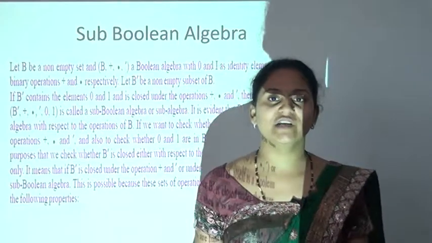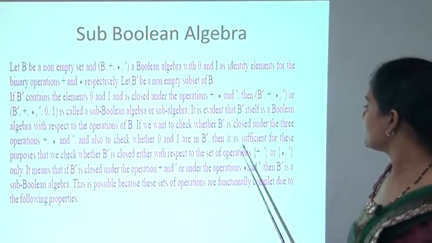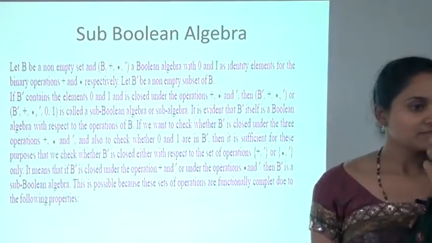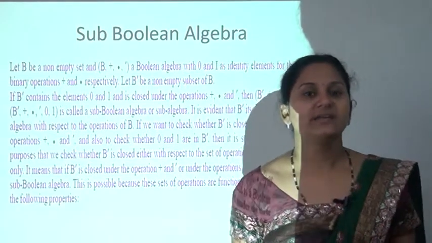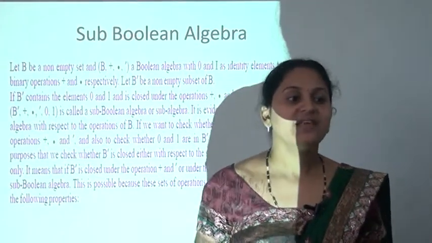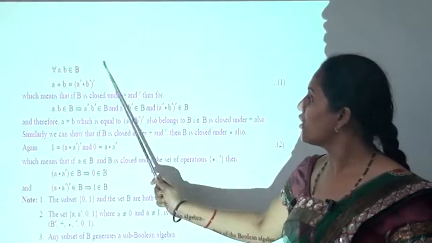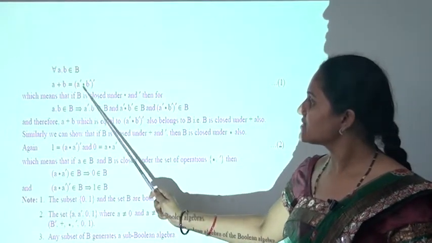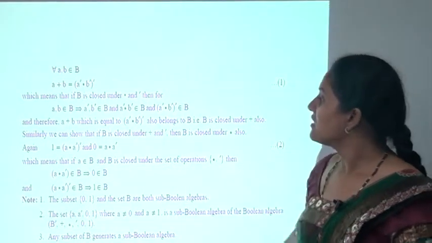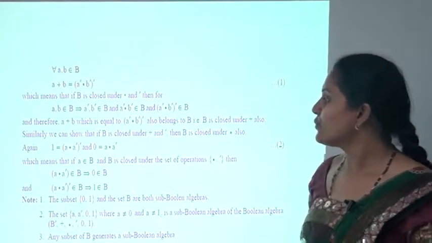To check B' is a Boolean algebra, we need only one of the operations, either plus and complement, or dot and complement. It means if B' is closed under plus and complement, or under the operation dot and complement, then it is a sub-Boolean algebra. This is possible due to some properties. For all a, b belongs to B, a plus b equals a' dot b' whole complement, meaning a complement dot b complement whole complement. This is our complementation property. So we have to prove only one.